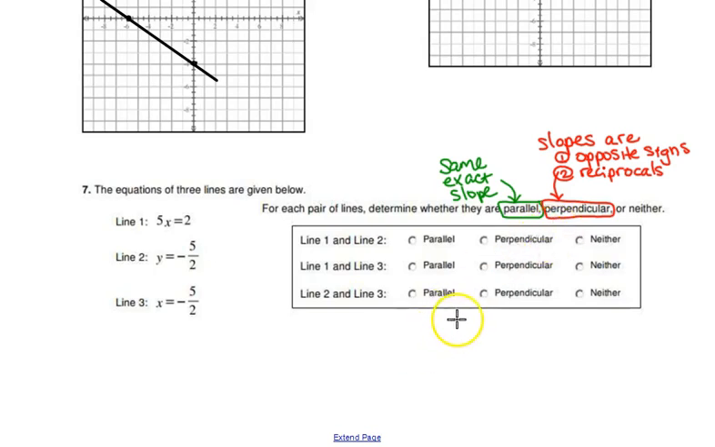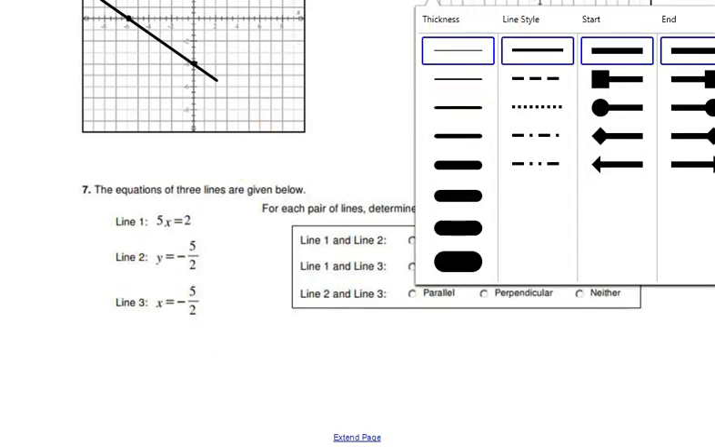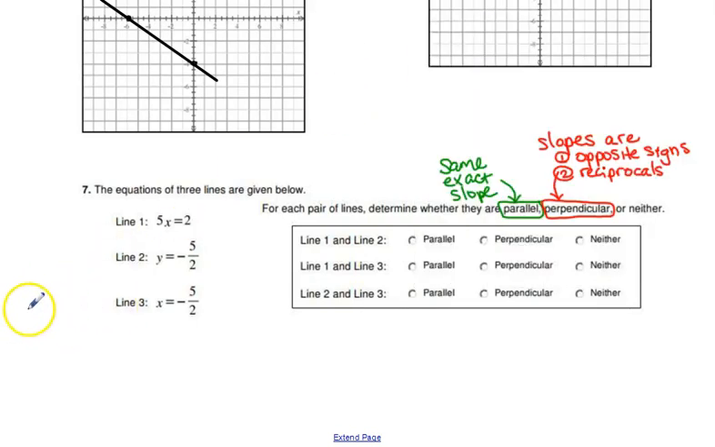Now I picked this one because it's kind of a special case. I have x equals and y equals. And what you need to remember there is that if it's an x equals equation, that is a vertical line. Y equals is a horizontal line. And this one, if I divide both sides by 5, I get x equals 2/5. Again, x equals is a vertical line.